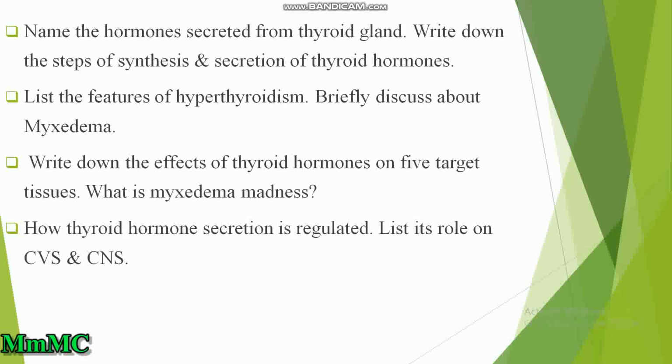Briefly discuss myxedema. Write down the effects of thyroid hormones on 5 target tissues. What is myxedema madness? How is thyroid hormone secretion regulated? List its role on CVS and CNS, that is cardiovascular system and central nervous system.